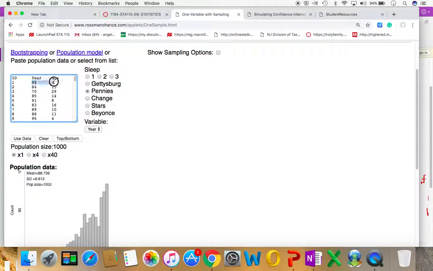So for example, in this first row here, we have a penny that is from the year 1995, and let's say current day is 1999. This is definitely outdated. It's 4 years old.